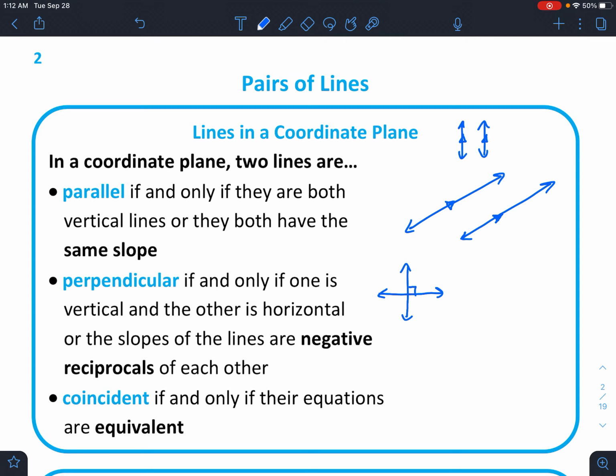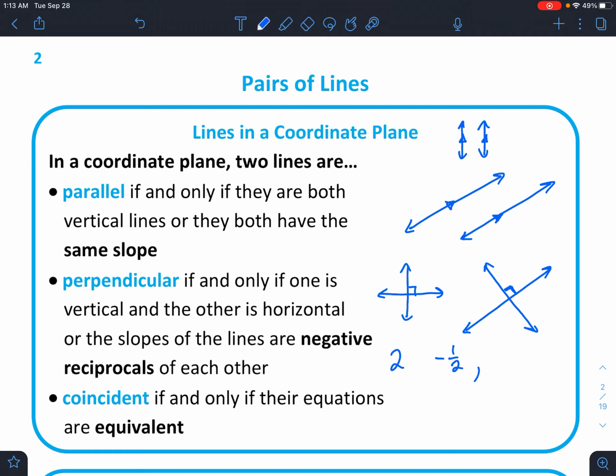Alright, and then perpendicular, if and only if one is vertical and the other is horizontal, or the slopes of the lines are negative reciprocals of each other. And so it would look like this. Possibly like this. And the negative reciprocal slope, for instance, if one had a slope of 2, then the perpendicular line would have a slope of negative 1/2. Just remember that 2 is the same as 2 over 1.